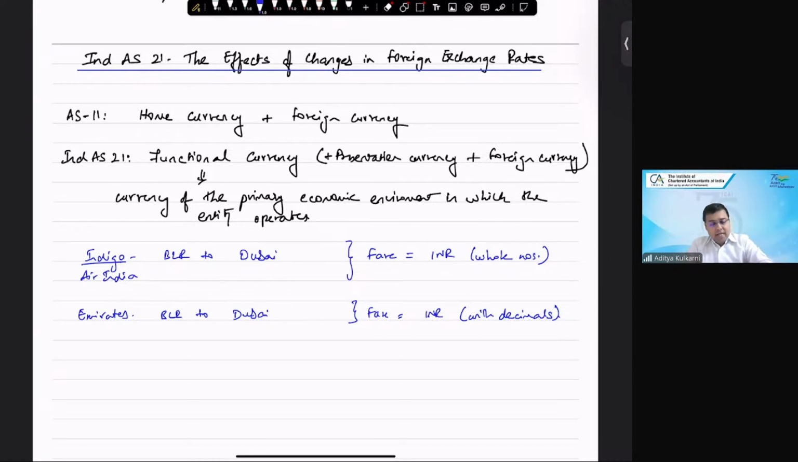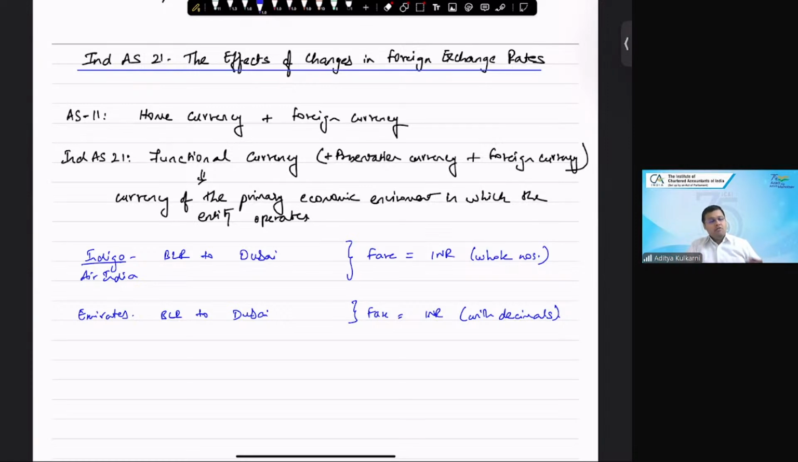But you tell me one thing: this Indian subsidiary, is it really having its own operations and getting influenced by the market in India, or is it only a front end in India for something that is operating from Dubai? It's only a front end.